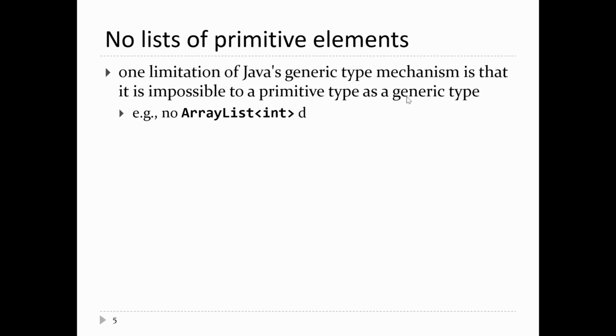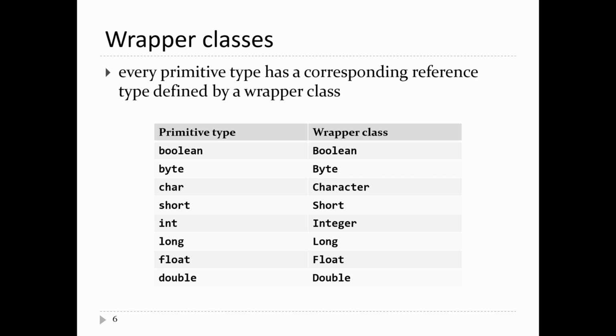The limitation appears because these generic types were added into the language relatively late. So they weren't designed into the language on day one. They had to retrofit them into the language, and when they fit them in, one of the limitations was that you couldn't write something like that. Obviously you have to fix this problem because this is unacceptable. And so the solution that the Java language designers came up with is to create a class, or a reference type, that corresponds to every primitive type. And these are called the wrapper classes.